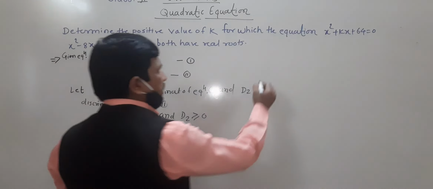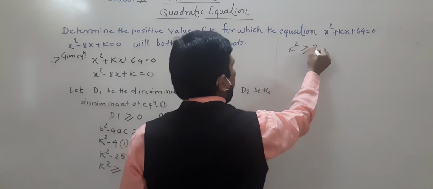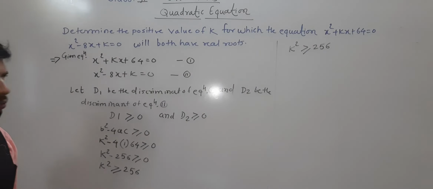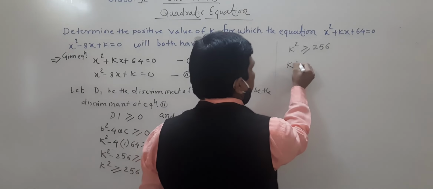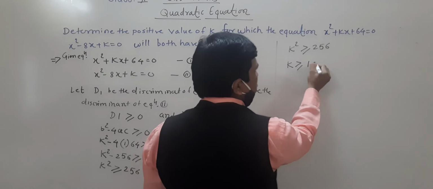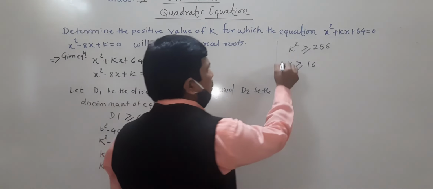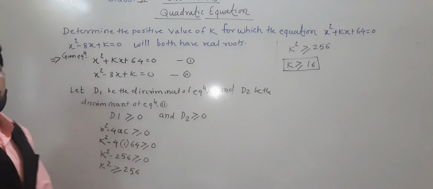Okay, here I am taking that step. See carefully, k square is greater than or equal to 256. Same step I have taken there. Understood? Now if you remove the square, then what we will get? k is greater than or equal to 16. Understood? So this is the first condition on k. k is greater than or equal to 16.